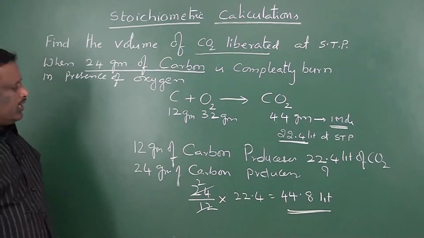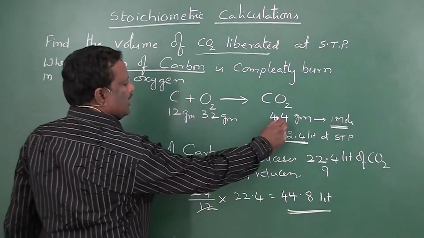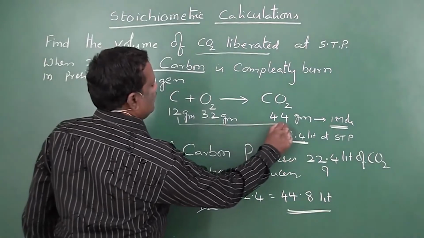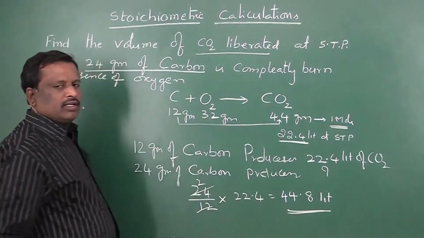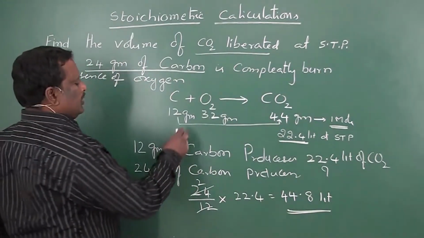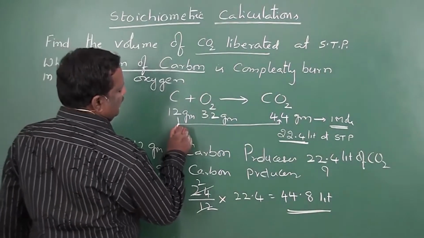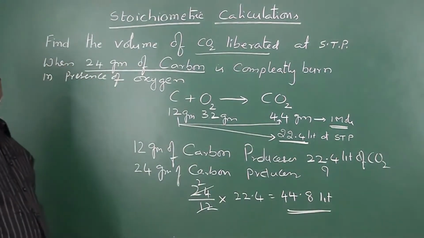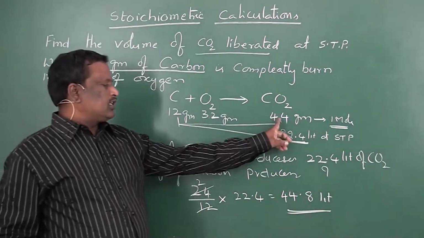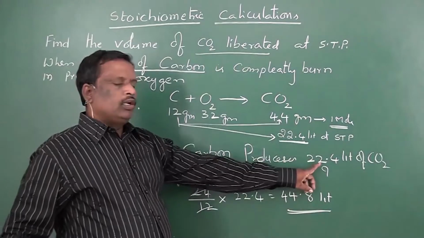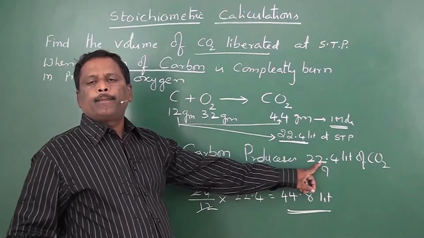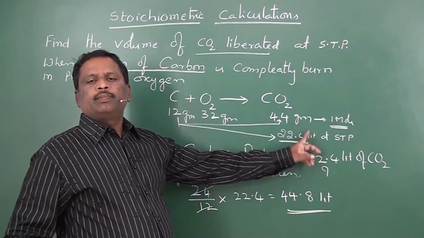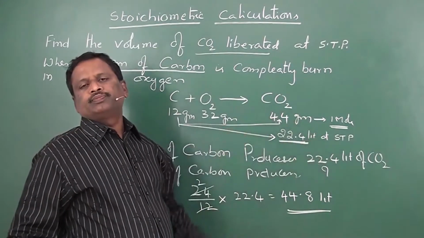So here in the previous problems, mass was asked. So we have compared this mass of carbon with mass of carbon dioxide. Now in the present problem, they are comparing the mass of carbon with volume of CO2 liberated. That's why here, instead of 44, we have taken 22.4. That is the basic difference between previous problems and this problem.